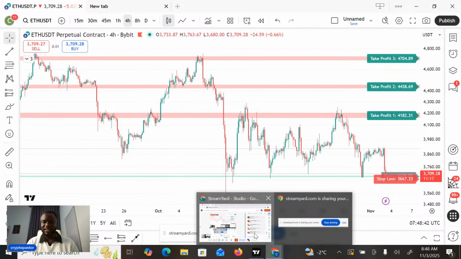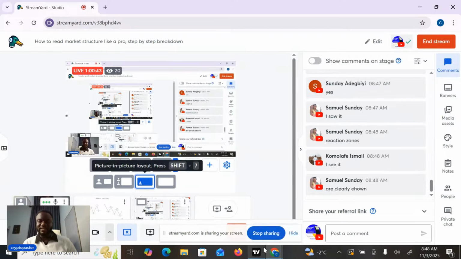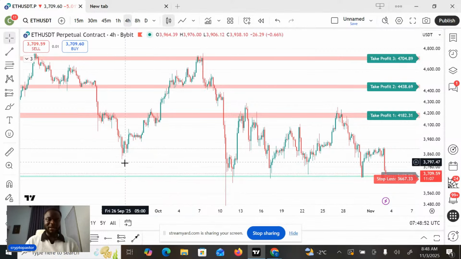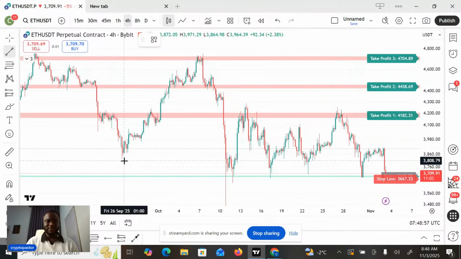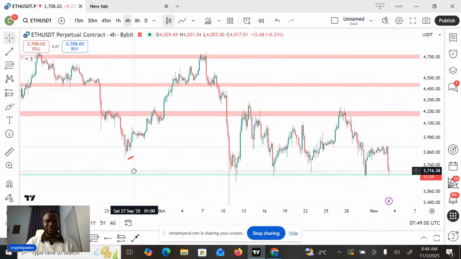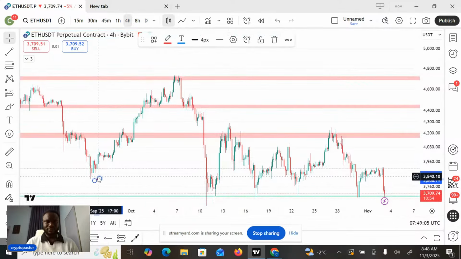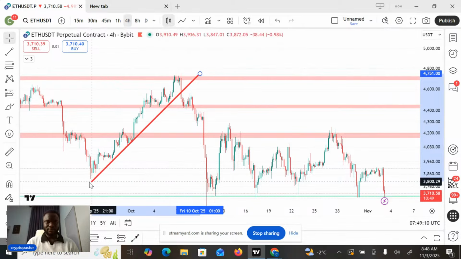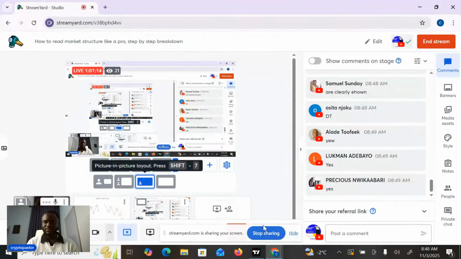I've already seen a structure like that too. Okay, some people say they have seen it already. Let's now make it clear. Can you see my mouse? If you can see my mouse, say yes in the comment section. Good.